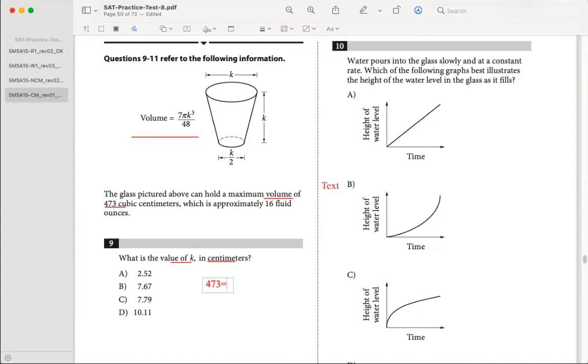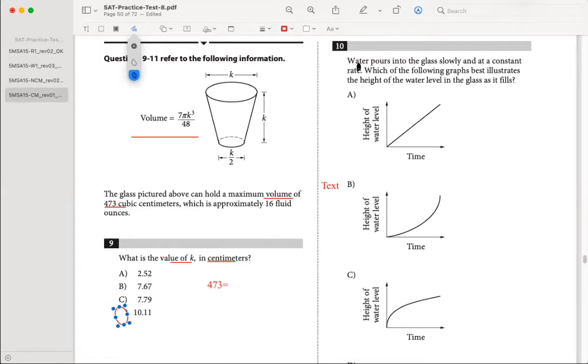Okay, sorry, I typed it in wrong into my calculator, so that's another way you can easily mess up. So it should be 10.1. I had the correct setup, I just typed it into my calculator wrong. So it's 473 times 48, then you divide by 7, then divide by pi, and then cube root the whole thing because it's K cubed. All right, cool.